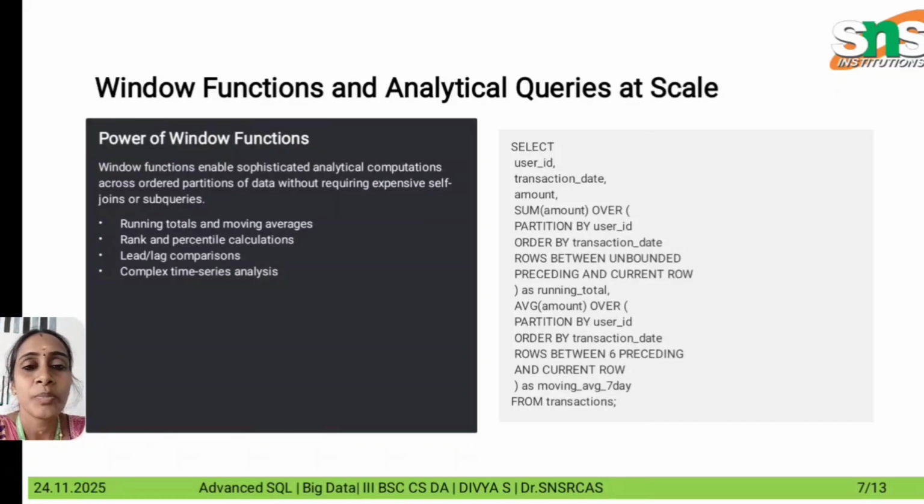A small example program I have written: SELECT user_id, transaction_date, amount, SUM(amount) OVER (PARTITION BY user_id ORDER BY transaction_date ROWS BETWEEN UNBOUNDED PRECEDING AND CURRENT ROW), and then the average of amount, partitioned by user_id and ordered by transaction date, is also calculated.